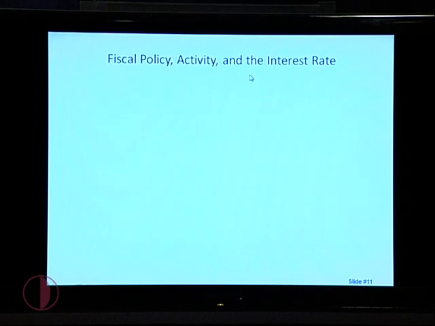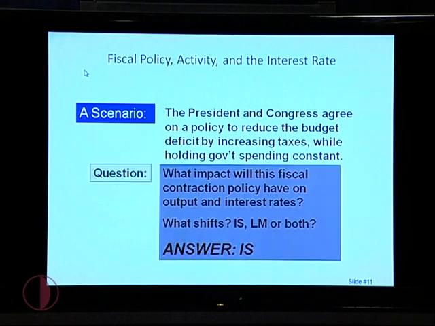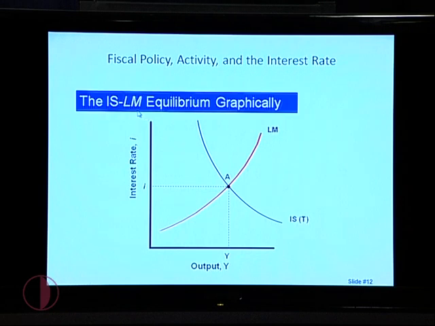Fiscal policy, activity, and the interest rate. A scenario: the President and Congress agree on a policy to reduce the budget deficit by increasing taxes while holding government spending constant. Question: what impact will this fiscal contraction policy have on output and interest rate? Does it shift IS, LM, or both? So it is IS.